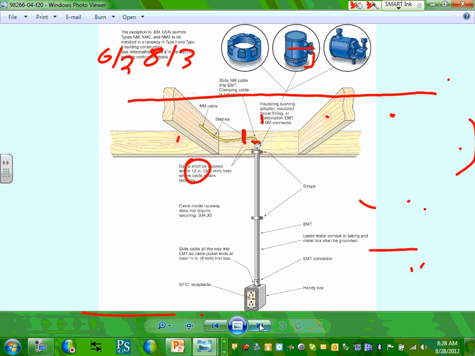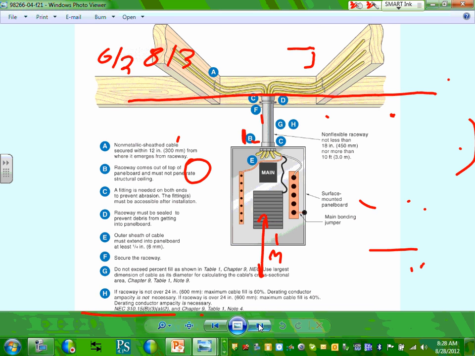Conduits typically within 3 feet. We support them within 3 feet of the box. Any comments, guys? Any questions? Any comments? This is typical in residential, especially an unfinished basement.